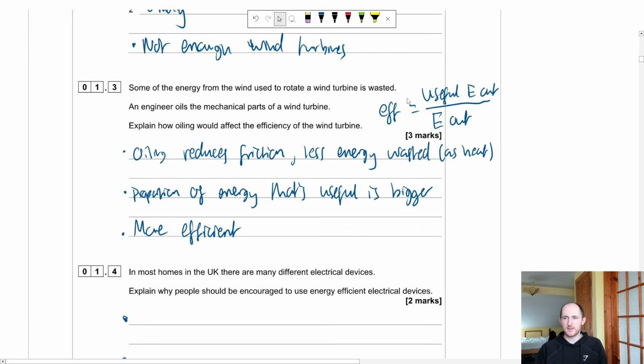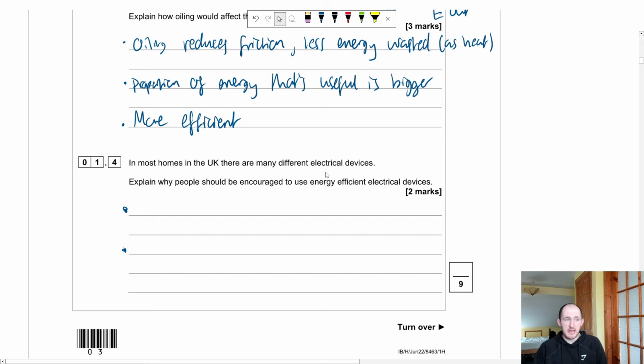Well, what does efficiency mean? It means there's less energy wasted. So I'm just going to write, they waste less energy. And that is 1 mark on the mark scheme. All I've said is what the definition of energy efficient is.